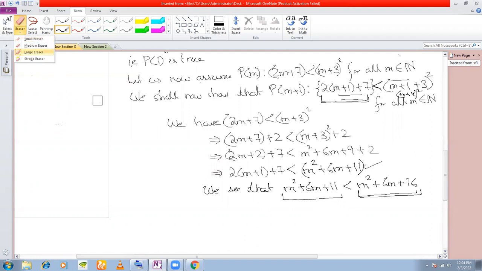Why should it be? Because m square plus 6m, this part is same for both, right? Only it differs in this part, isn't it? Here we have 11, here we have 16. And because 11 is less than 16, therefore the entire expression m square plus 6m plus 11 must be less than m square plus 6m plus 16. This is positive. So positive plus positive, right? Clear? Why I wrote this?